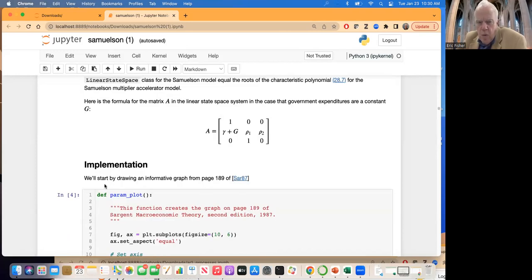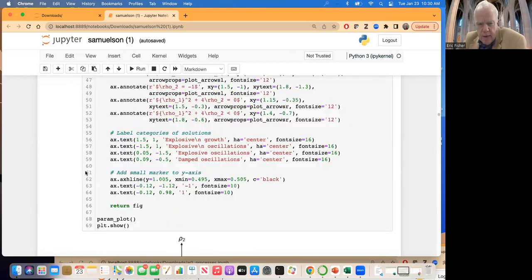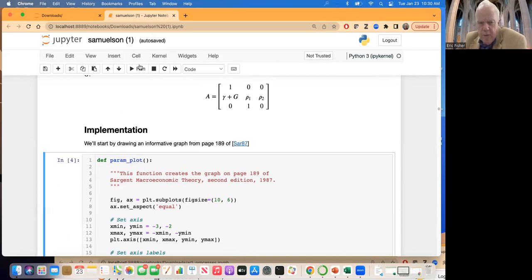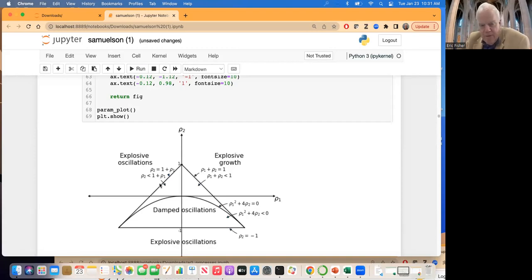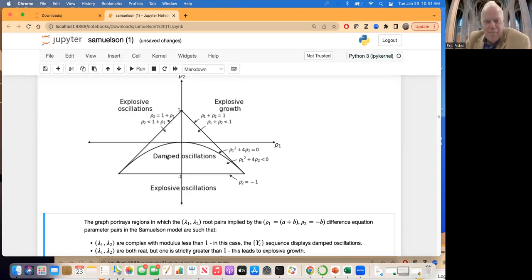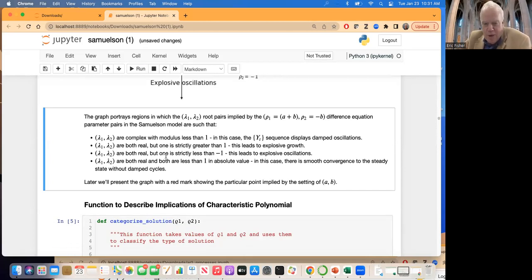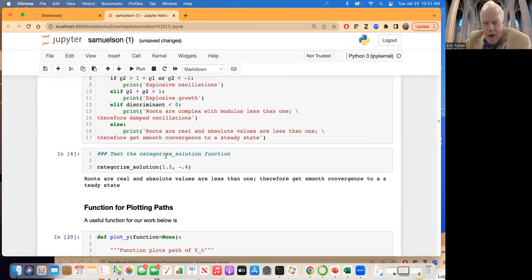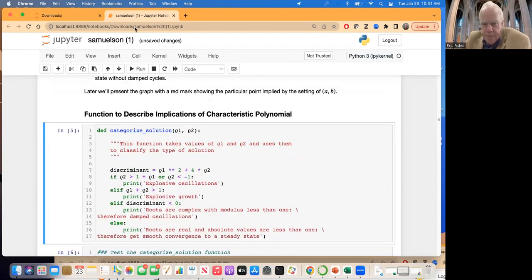Okay, so what we're going to do is try to do an implementation of this thing. When I was a graduate student, 45 years ago, this was high tech macro for PhD students at Berkeley. But this is just a picture of a bunch of solutions, whether or not it oscillates or not. What we're going to do now is draw pictures. We're going to characterize the solution.